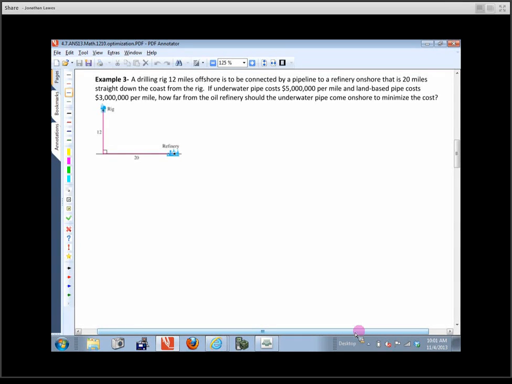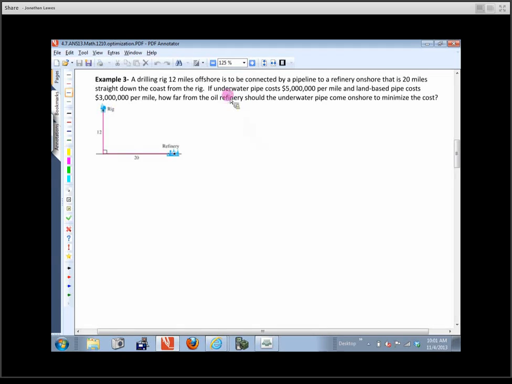We're in the position of being an engineer working for a drilling company, and they've got a rig that's 12 miles offshore, but it needs to be connected to a refinery that's onshore. It's set up in such a way that the rig is 12 miles directly away from the coast, and for some reason we've got a coast that's a perfectly straight line. Isn't that nice? And if we went straight to the coast and then went to the oil refinery, that's going to be another 20 miles there. So we're 12 miles out to sea and 20 miles down coast from the refinery.